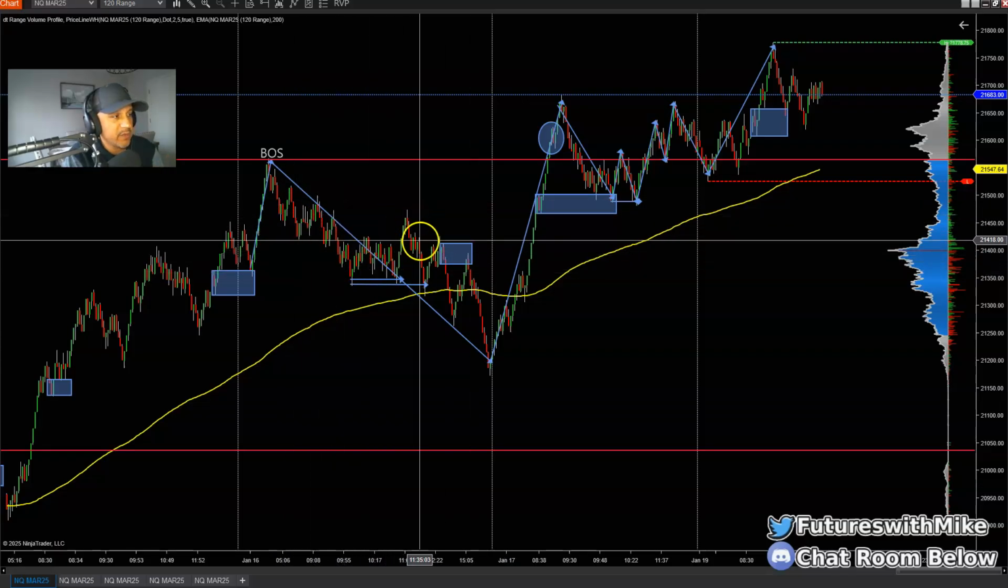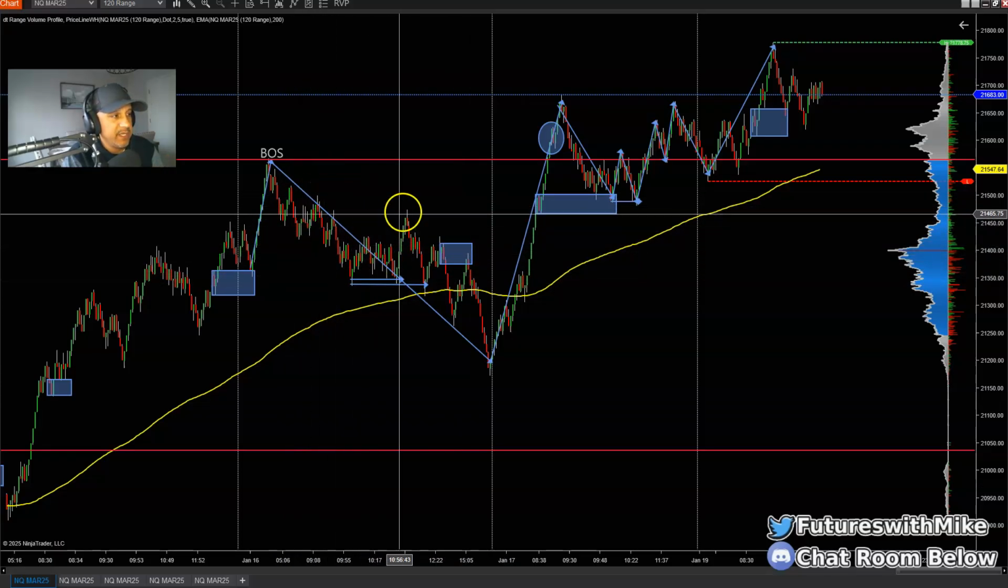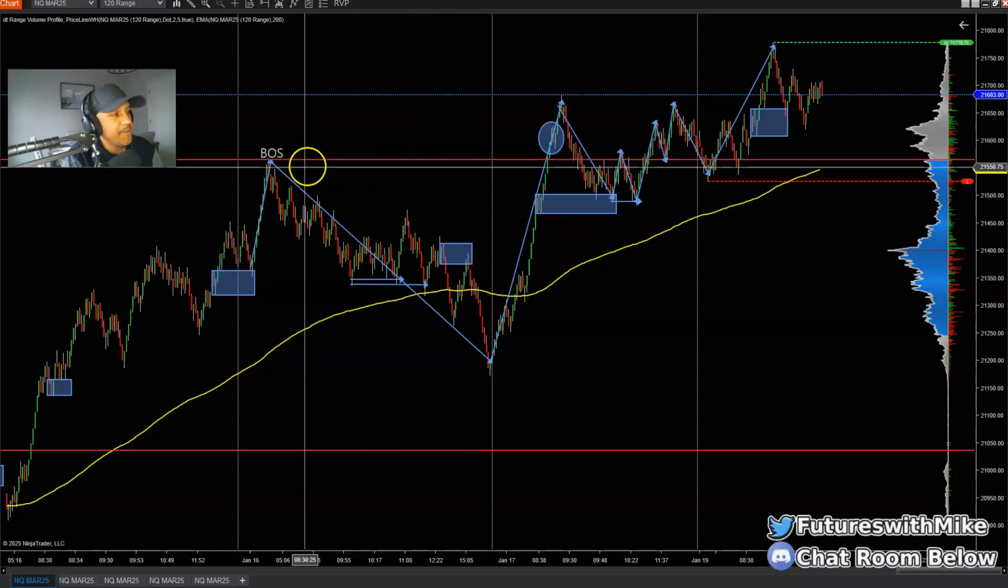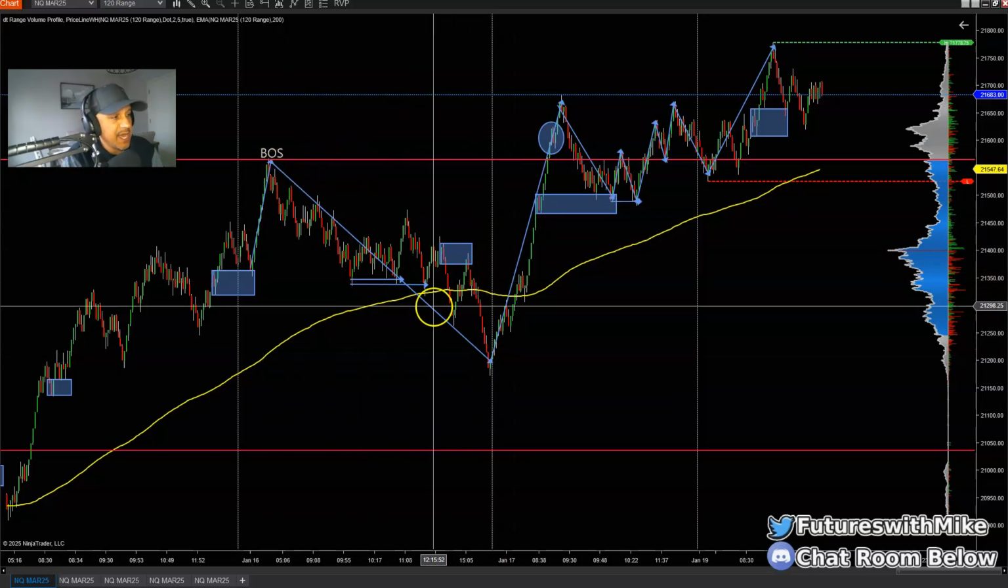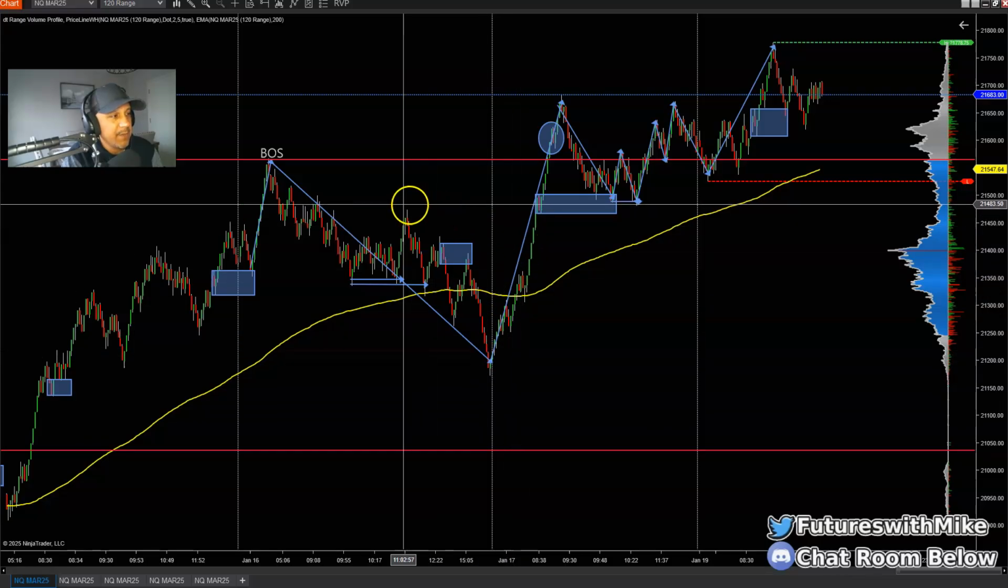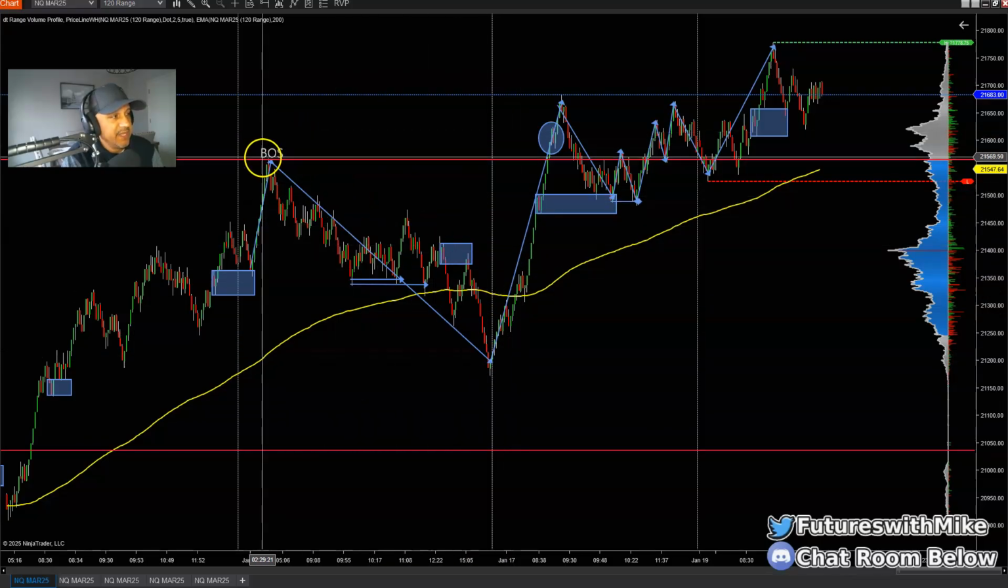These are minor swings right here, okay? So these would be minor breaks of structure to the downside. This is a major. This is a major. Major high, major low. It starts breaking back up and starts taking out these minor swings. This is your major swing.